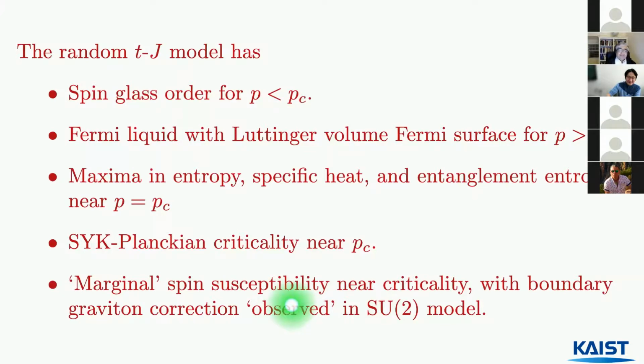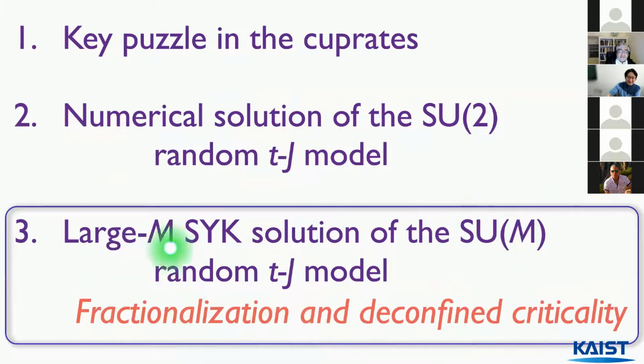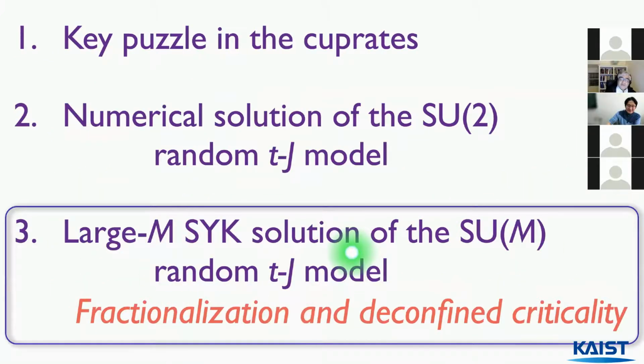Okay, so that's what we see numerically, but as yet I haven't given you an explanation for why, in particular, these last two features appear. And the honest answer is we don't fully understand it, but we have some ideas which I will share, and that'll be pretty much the end of my talk. All right, so the last part: we can't solve this SU(2) random TJ model. Even with all its simplifications, it's too hard to solve.